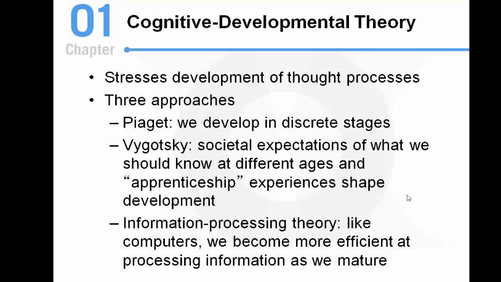We're also going to talk later about an information processing theory. This is generally thinking of humans as being similar to computers. So you have an input, you store information, then you retrieve that information and you do something with it so you can manipulate it similar to the way that a computer does. Of course, we're not necessarily as efficient as computers, but we become more efficient as we get older because we learn new strategies for processing information.